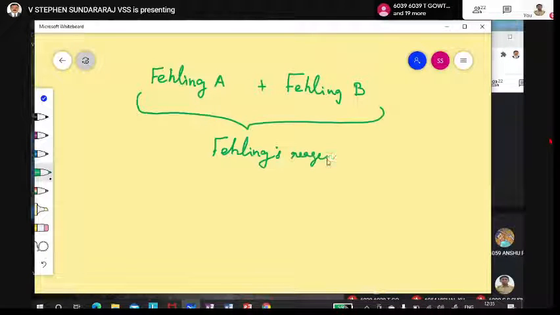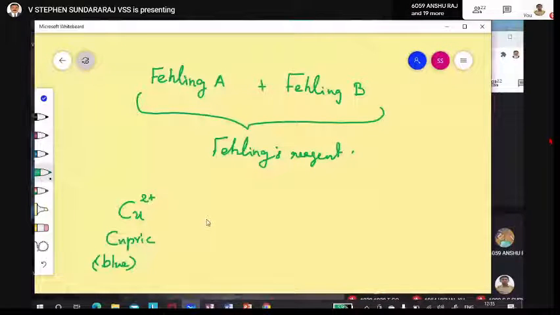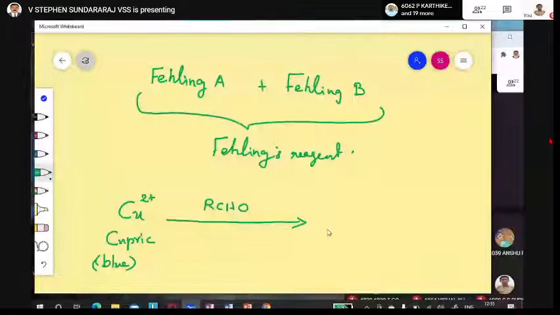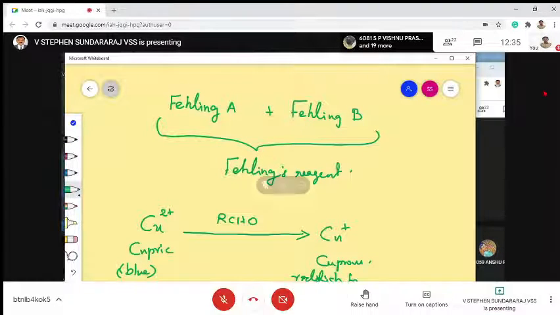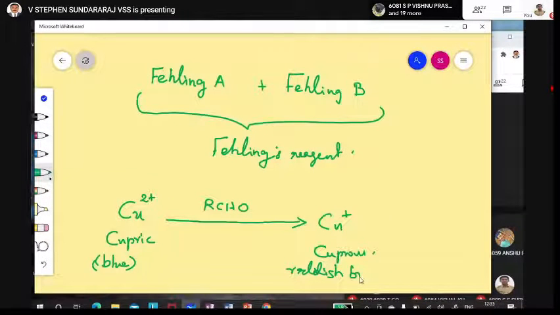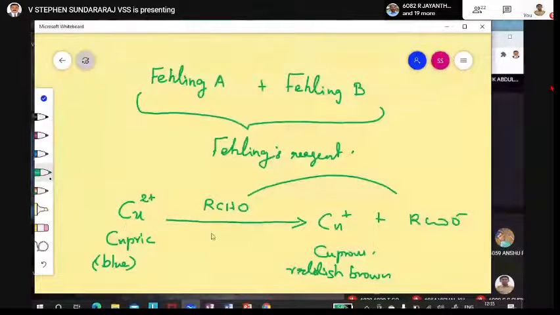It is also again a mild reagent that only aldehyde will answer. This Fehling reagent will have Cu2 plus, cupric. Cupric, you know, is blue in color, the solution will be blue, copper sulfate blue color. But during this reaction with aldehyde, the CHO, this will be reduced into Cu plus, cuprous. This cuprous is reddish brown color. So a reddish brown precipitate will form. And the aldehyde will be oxidized into RCOO, carboxylic acid. Write down that this is reduction. This is also a mild reducing agent.